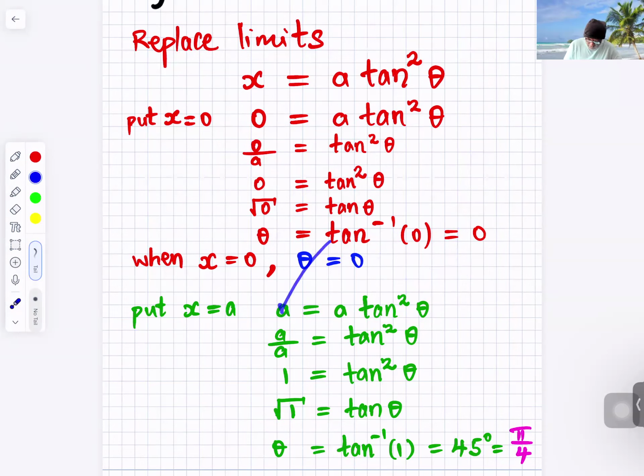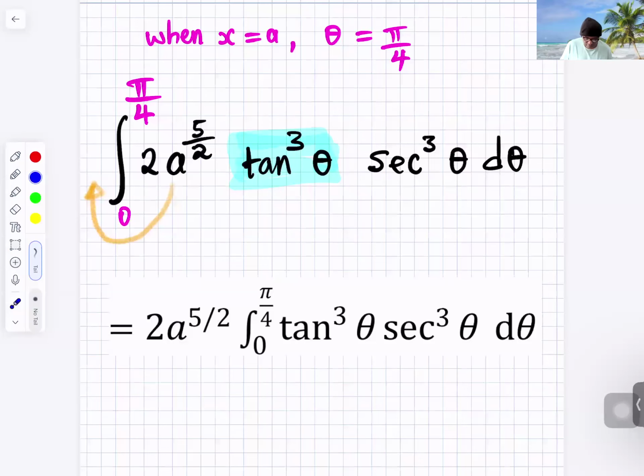Now we want to use, when x is a. When x is a, we have a is equal to a tan squared theta. We divide both sides by a. a divided by a is 1. 1 is equal to tan squared theta. Find the square root of 1 to get tan theta. And then inverse tangent gives theta. Make sure your calculator is in radians, it is pi over 4. If your calculator is in degrees, you get 45 degrees. So you will change it to radians. So we know that we change from 0 to pi over 4.